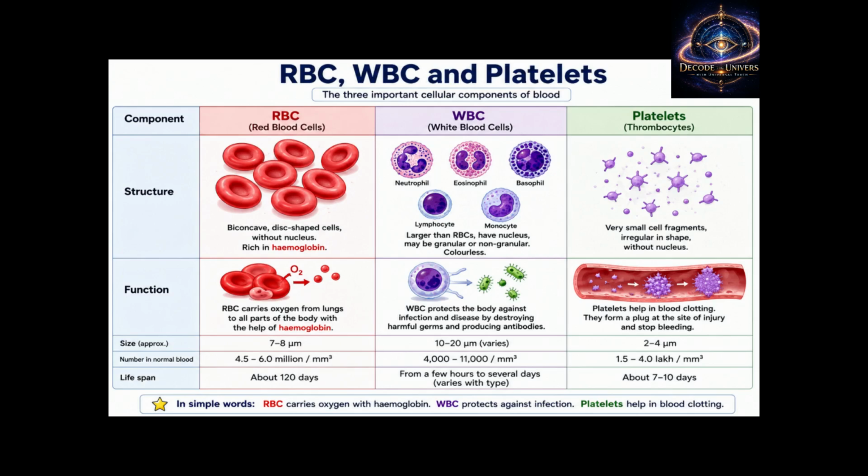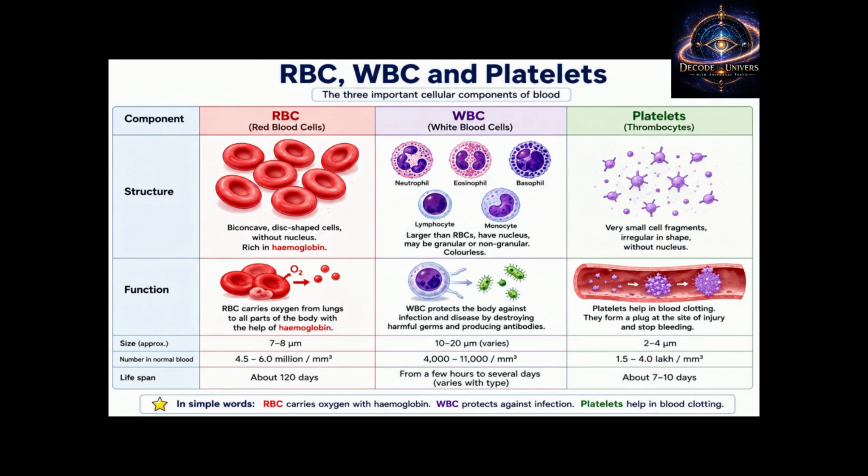RBC lifespan is about 120 days. Old RBCs are destroyed in the spleen. So spleen is called the graveyard of RBCs. Real-life example. RBCs are like oxygen delivery trucks. Hemoglobin is the oxygen-carrying box inside the truck.